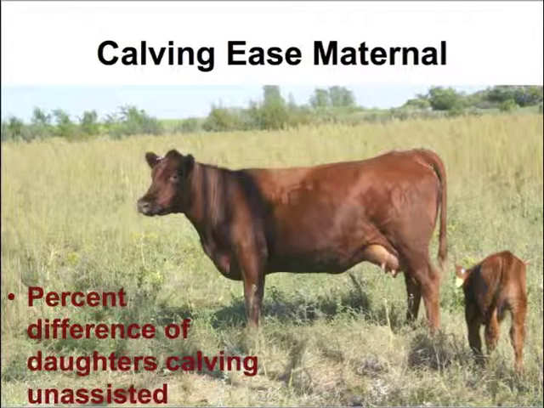Calving ease maternal is the percent difference of those daughters calving unassisted. So this is the daughters component of that. If we're identifying a bull that we know we're going to keep daughters out of, then we want a bull that's really good for calving ease maternal, because that bull's daughters would have genetics that would allow her to calve unassisted.